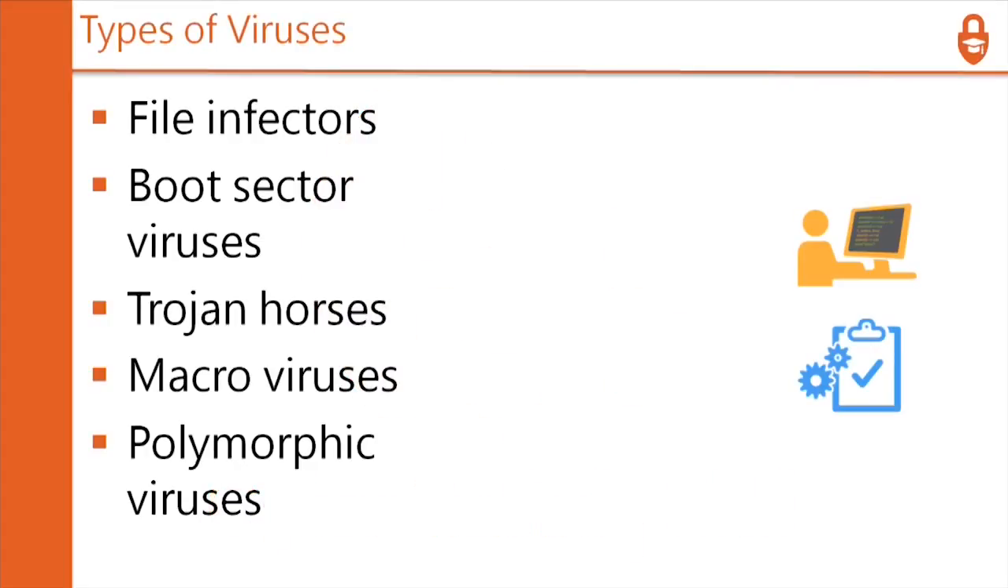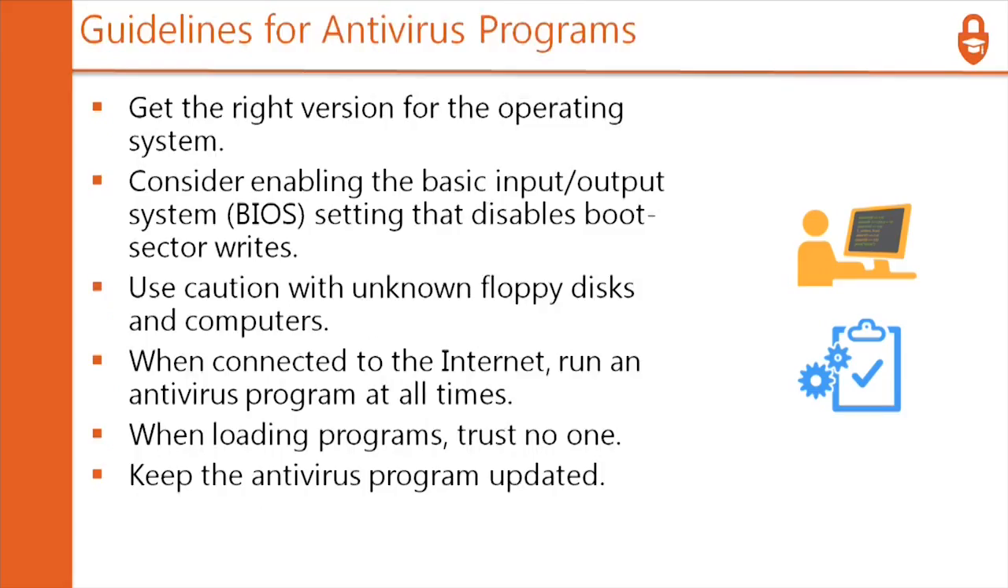So now we're going to discuss viruses for a minute. We're going to talk about file infectors, boot sector viruses, Trojan horses, macro viruses, and polymorphic viruses. So, guidelines for AV programs. Get the right version for the operating system. No brainer there, right? Consider enabling the basic input-output system setting that disables boot sector writes. Sure, that's a good one.